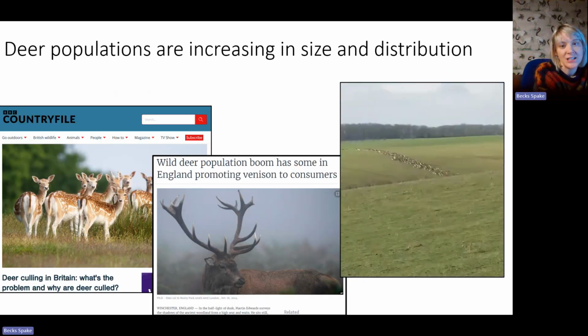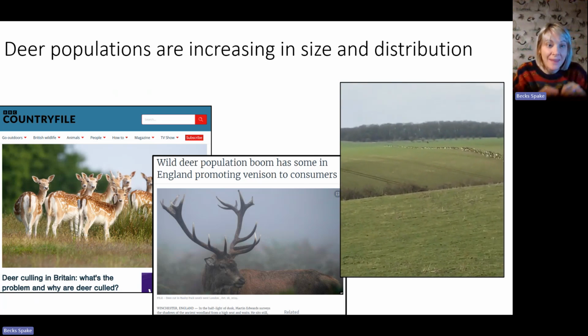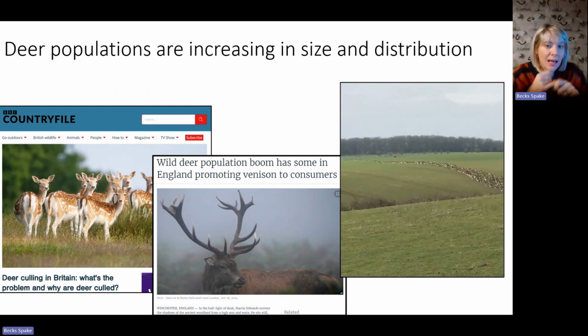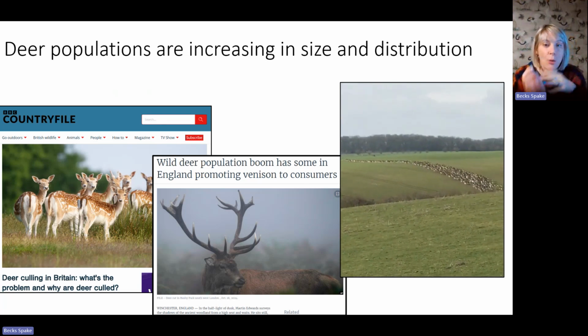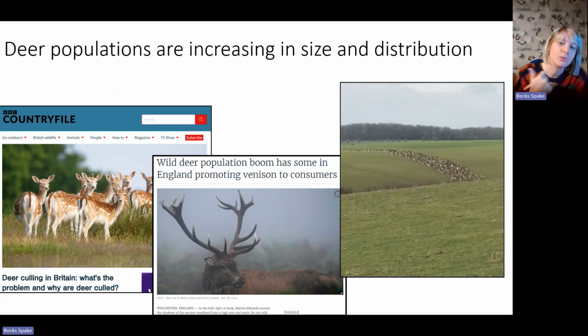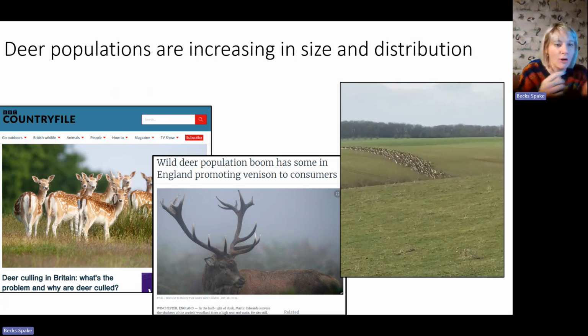So it's widely understood that deer populations of all species are increasing in both their distribution and their numbers across the UK. And reasons put forward to explain these increases include warmer winters, which means low infant mortality, a lack of large predators, and also recent tree planting efforts, which have created favourable environments for deer.